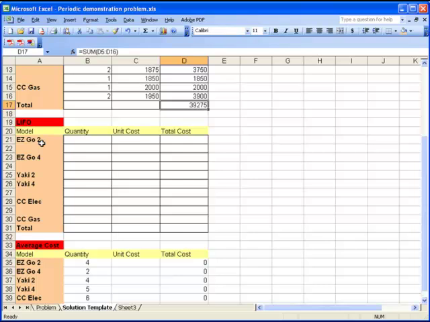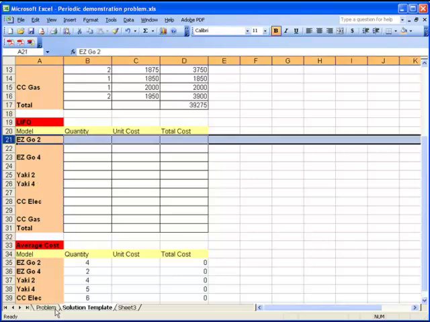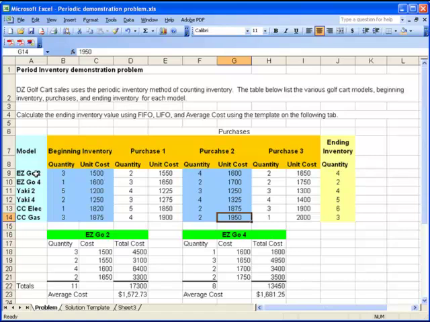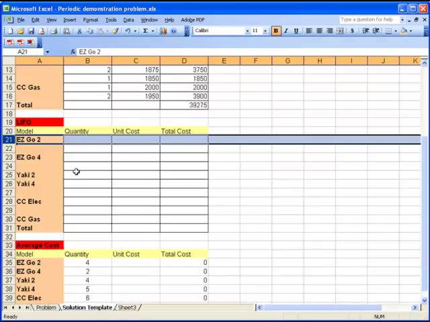Now we move on to redoing exactly the same thing, only valuing our inventory using the LIFO method. Starting with the E-Z-GO 2, now in LIFO, the last units we bought are the first ones assumed to be sold. So our inventory is going to be made up of the first units that we purchased. Our number is 4, and we start here and work this way. We have 3 at 1500, and we need 1 more to get to 4, so we have 1 at 1550. So 3 at 1500 and 1 at 1550.